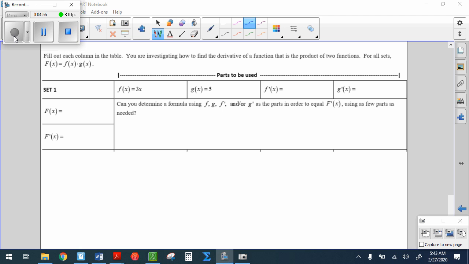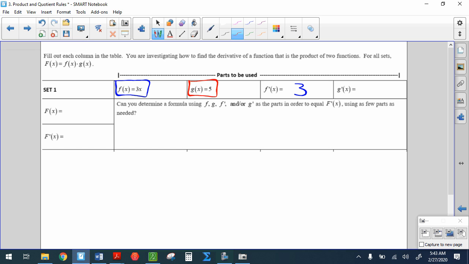So set 1, this is hard to see, but you have it on your paper. So f of x equals 3x. So I'm going to go to f prime of x, which is over 2 boxes. F prime of x is just equal to 3. Right? The derivative of 3x is just 3. G of x is equal to 5. That's a constant, so the derivative of 5 is 0.